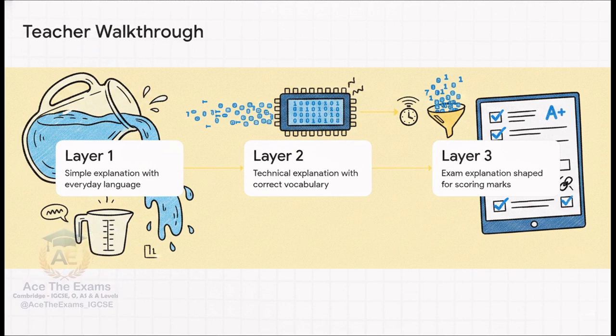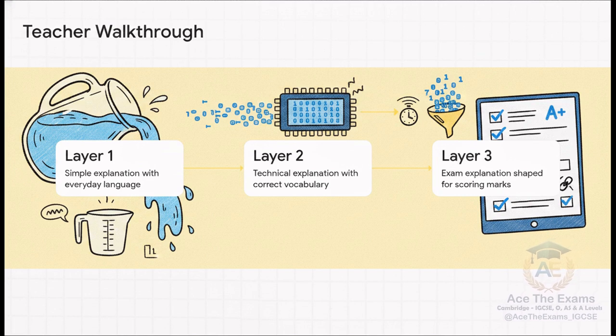Step 2 is technical vocabulary. Here, you upgrade your terminology. You upgrade the water cup to a CPU register. You upgrade the water to binary bits. An overflow error happens when a binary value exceeds the maximum capacity of the allocated storage. It's definitely better, but still not quite at the finish line.